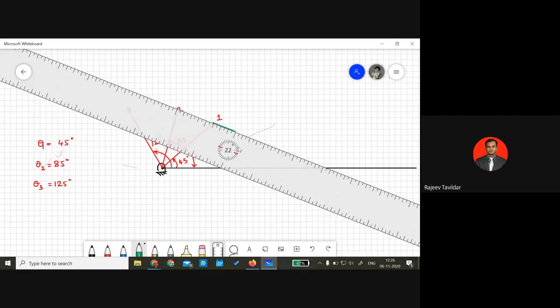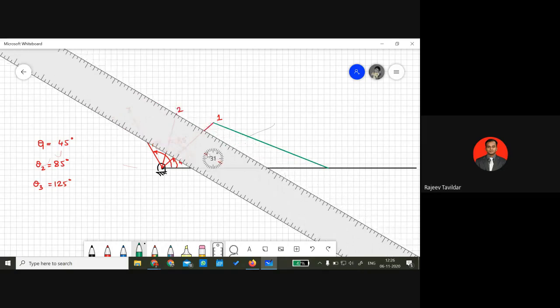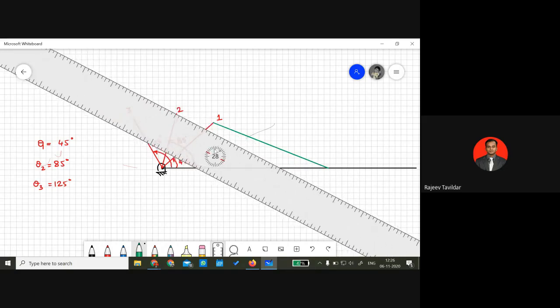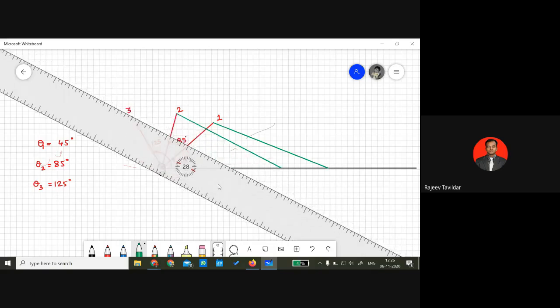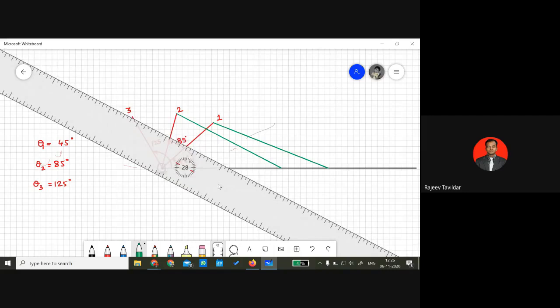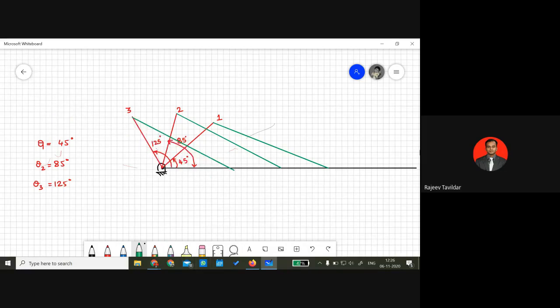Similarly, I'll draw the connecting link. Okay. So we have the slider over here.